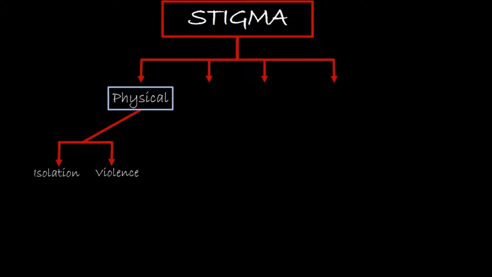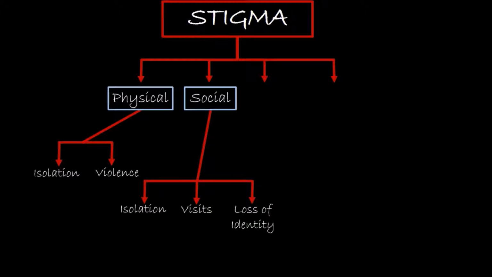Community members avoid sitting next to the person who is HIV positive, or really anywhere. People avoid being physically around the person who is HIV positive. And then, of course, when we talk about violence, we're talking about physical violence. We're talking about beating the person who is HIV positive, throwing stones, really physically abusing people who are HIV positive. In terms of social stigma, we're talking about isolation again.